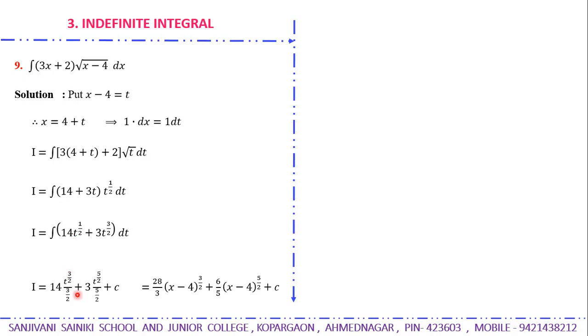You will get t raised to 3 by 2 upon 3 by 2, plus 3 into t raised to 5 by 2 upon 5 by 2. After simplifying, you will get the integral 28 upon 3 times (x - 4) raised to 3 by 2 plus 6 upon 5 into (x - 4) raised to 5 by 2 plus c, because the value of t is x - 4. We have substituted it again in the integral.